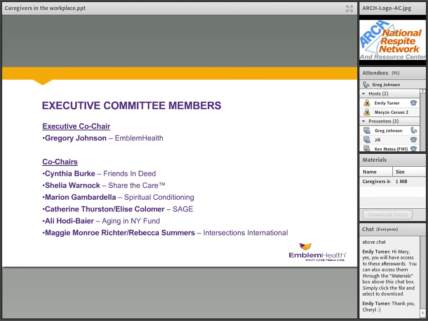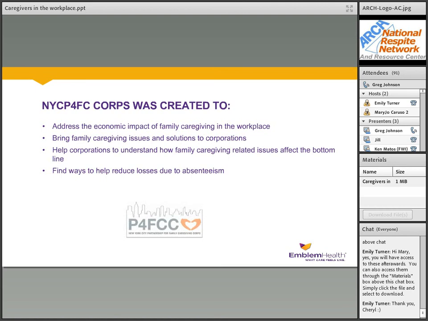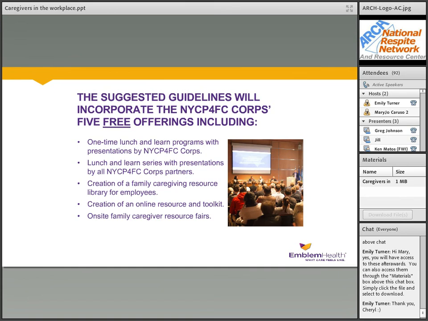Then we decided, and I move along, we wanted, with the core, to address the economic impact, bring family caregiving issues and solutions to corporations, help corporations to understand how family caregiving-related issues affect the bottom line, and we know all of that, and find ways to help reduce loss due to absenteeism and other related issues. Now, we began this past fall with the idea that we wanted to create a series.